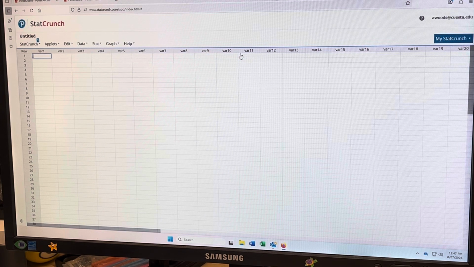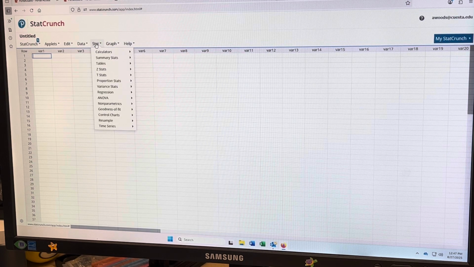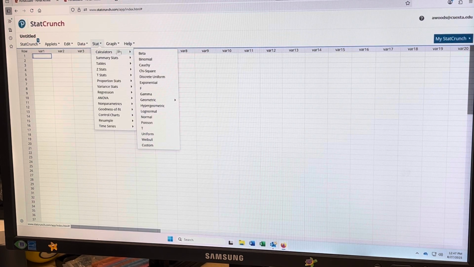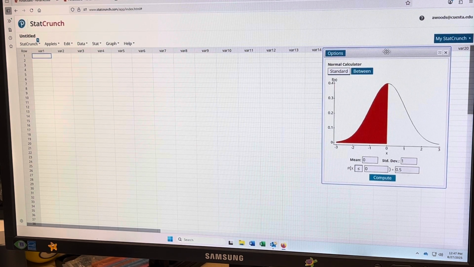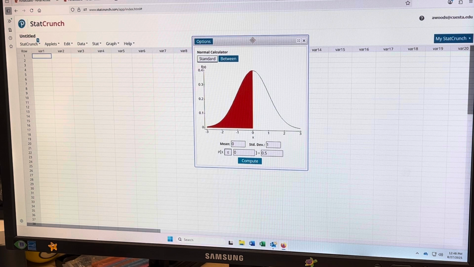In order to do this, you're going to open up Statcrunch, and then go to Stat, Calculators, Normal. Stat, Calculators, Normal. It's going to open up a normal distribution that looks like this. You've got a bell-shaped curve of normal distribution, and it says standard and between. Standard gives you tails, and between gives you between. And then it has the mean and the standard deviation.